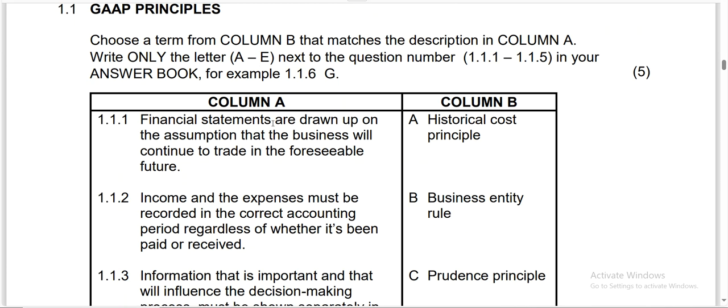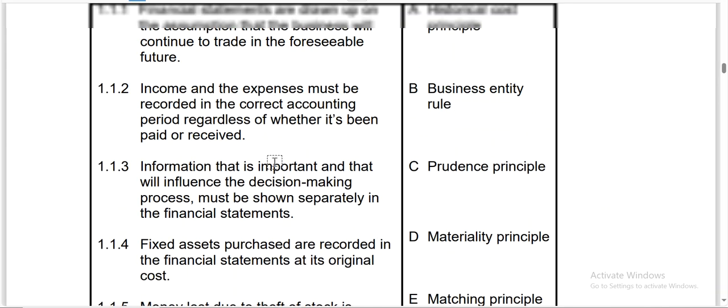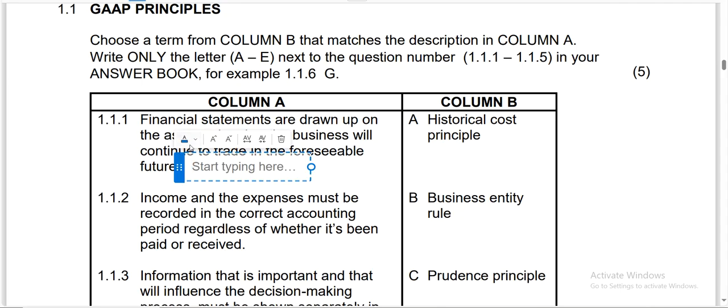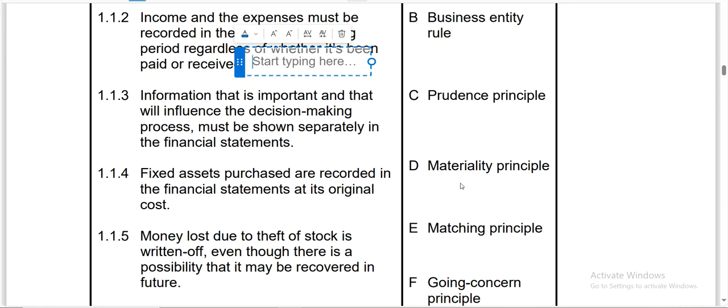So here the first one, they're saying that financial statements are drawn up on the assumption that the business will continue to trade in the foreseeable future. Once I see keywords like foreseeable future, I think about going concern, and going concern is number F. So the relevant letter for this will be letter F. Then the next statement says income and expenses must be recorded in the correct accounting period, regardless of whether it's been paid or received. We know that this is matching, and matching is concept number E. So we're going to write E here.